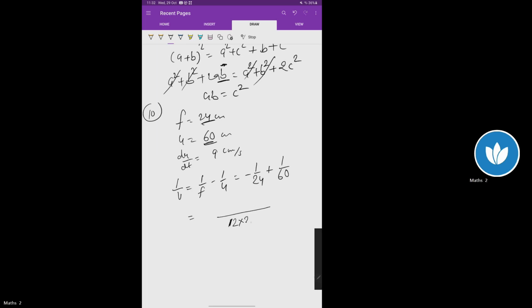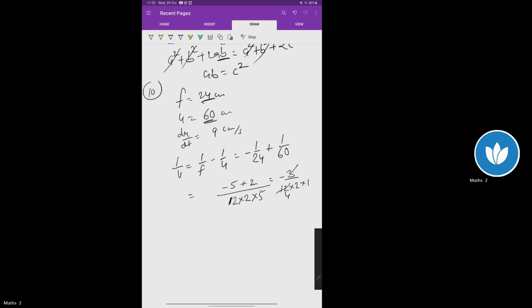LCM, minus 5 plus 2, minus 3 upon 12 to 5, minus 1 by 40. V is equal to minus 40.